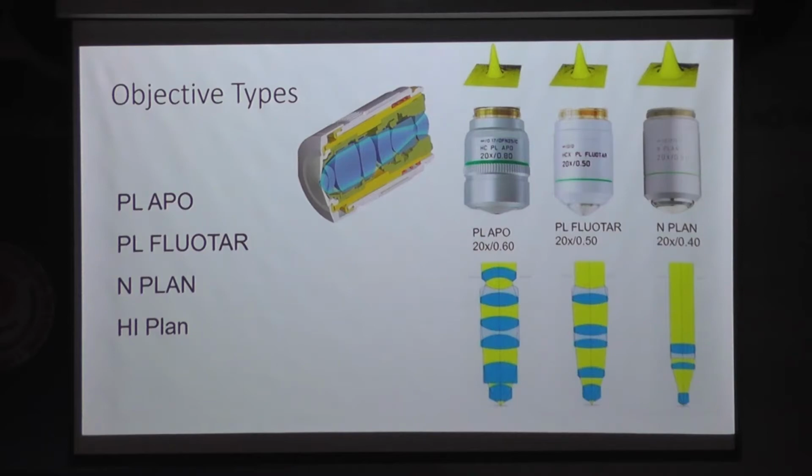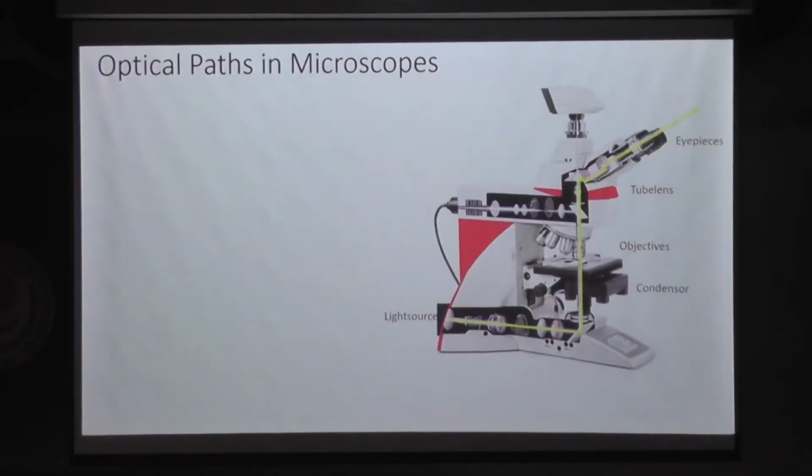These are the types of objective. You can see here, this is N-plan, this is PL fluotar, this is apochromatic. H-plan is one more category. As we move from H-plan to N-plan to fluotar to apochromatic, the image quality enhances, meaning the resolution enhances, and so does the price of the objectives. That is the most pricey component of the microscope.